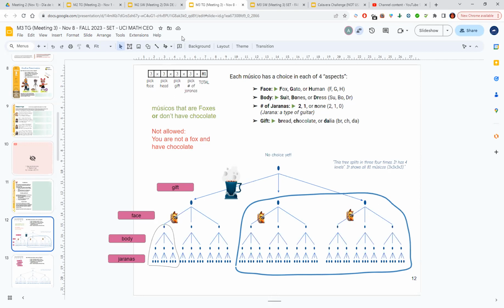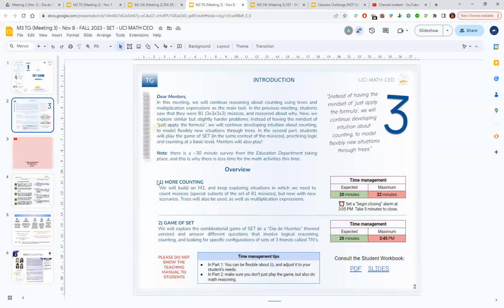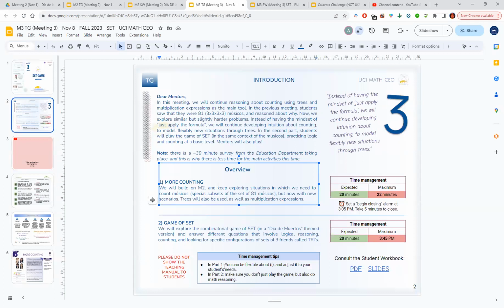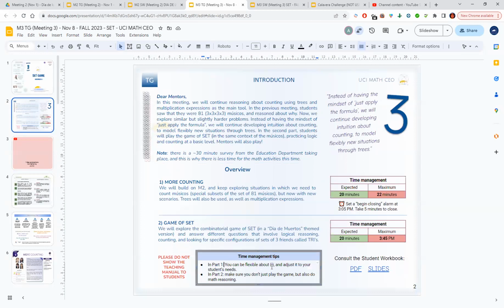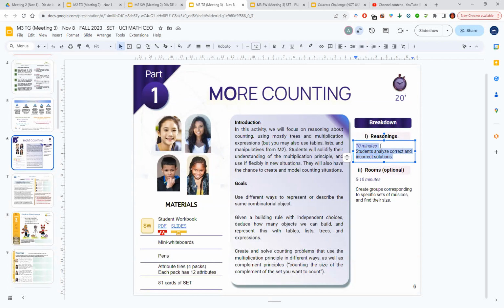So hopefully that shows you some good ideas for this routine. So, more counting. In part 1, you can be flexible. Let's just summarize a little bit. You can be flexible about this, and you could even spend the whole more counting using part 1. And if you have extra time, then you can go for this activity that we just explored. Okay, have fun and see you in the next video.